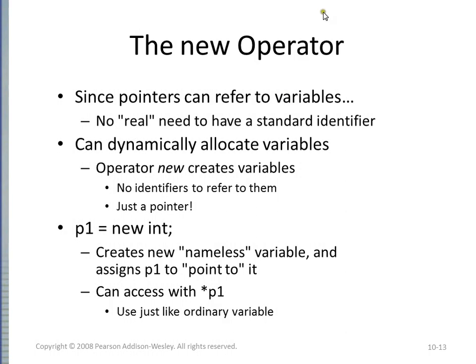Let's go back to this slide. So the new operator, since pointers can refer to variables, can dynamically allocate variables. Dynamically means during runtime. Allocate variables means that we're going to allocate 4 bytes to a nameless integer. You can allocate 1 byte to a nameless character as well. So this is how it works. P1 is equal to a new integer. This creates the nameless variable, and it takes its address and stores it in P1. So two things are happening: create a nameless integer, take its address, and store it to P1. Fine?